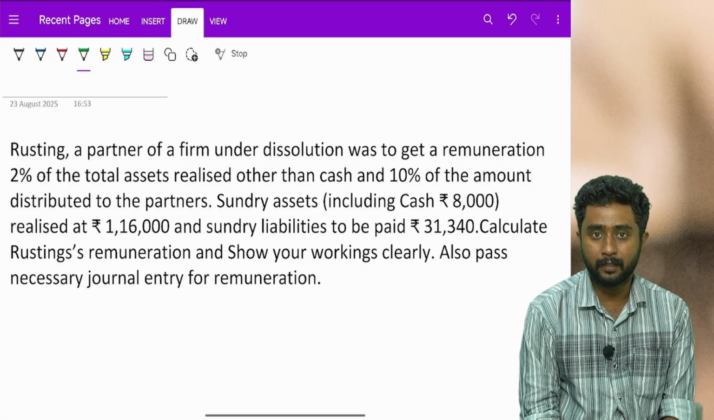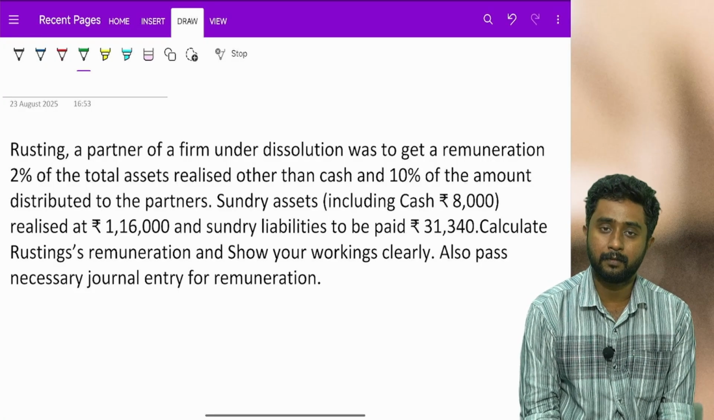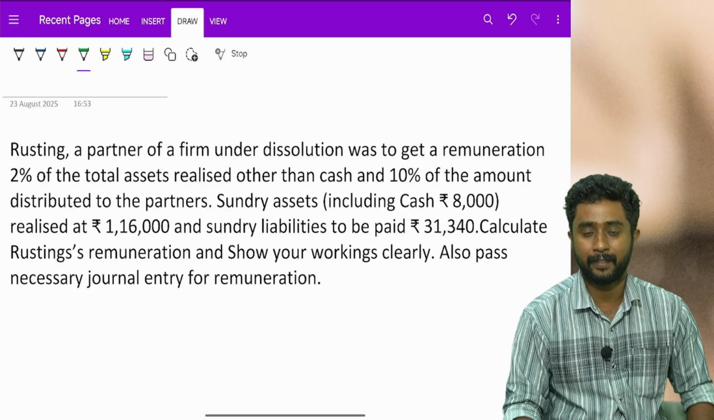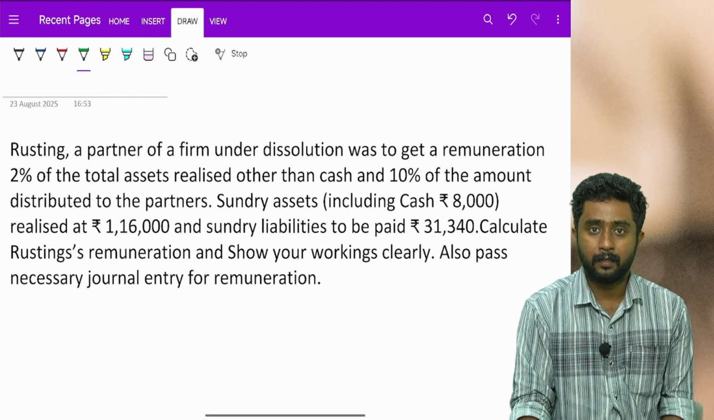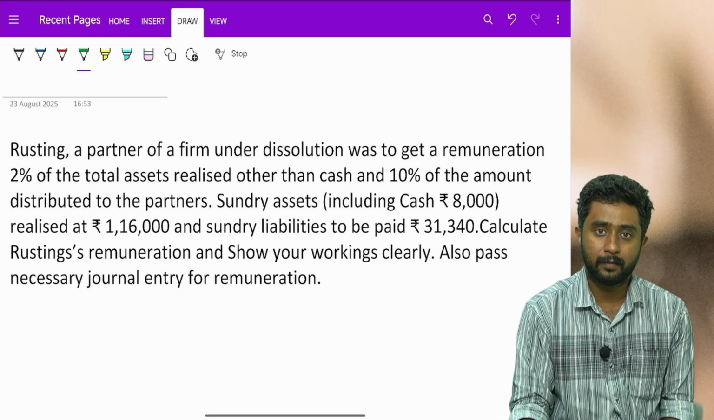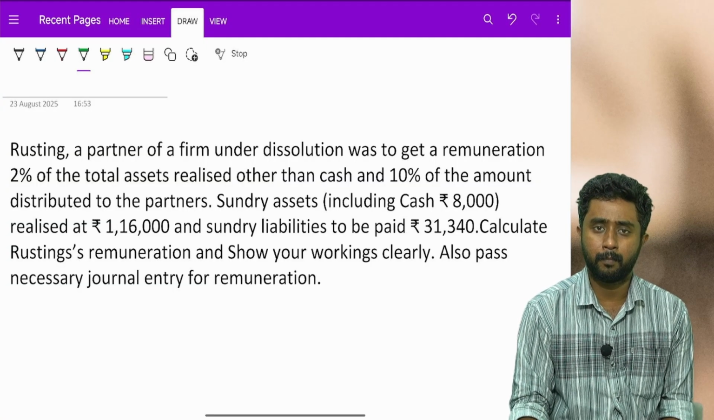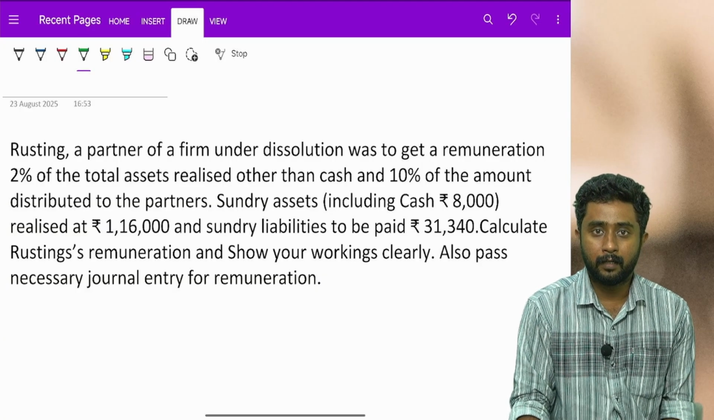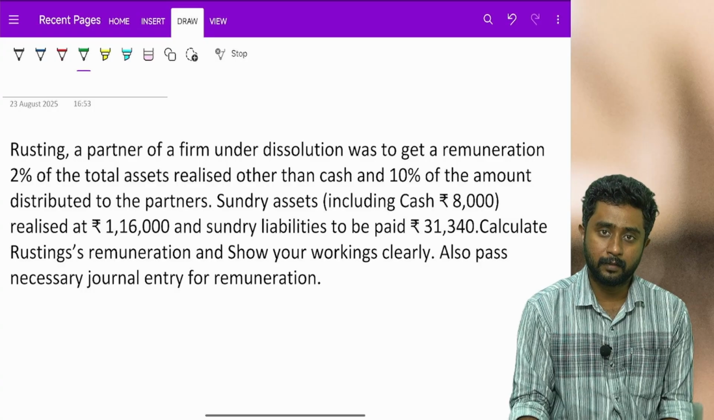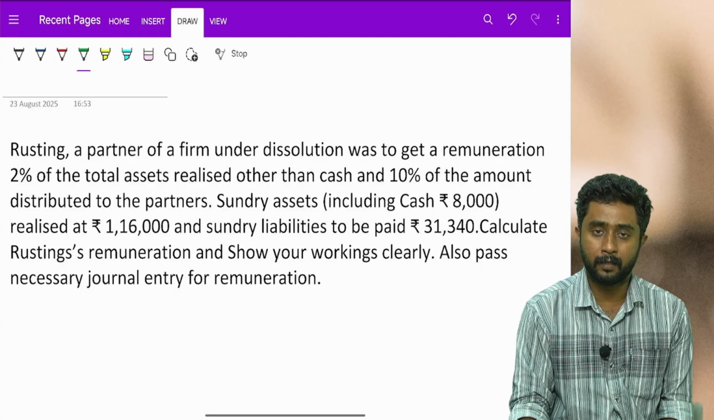First of all, we will discuss what realization expense is. When you are selling an asset, when dissolution of a firm happens, what do you mean by dissolution of a firm? The entire business is getting closed. So the 2-3 people who have been running the business for so many years are deciding to end the business, and after that, what is happening?